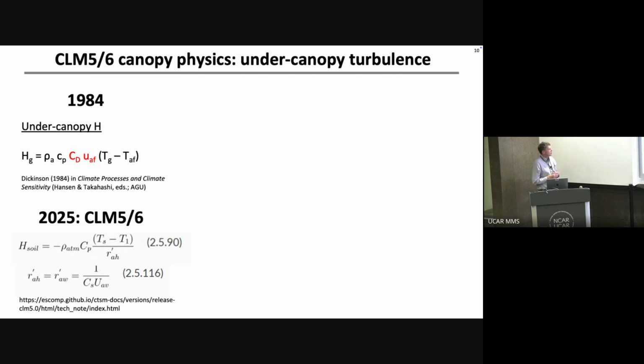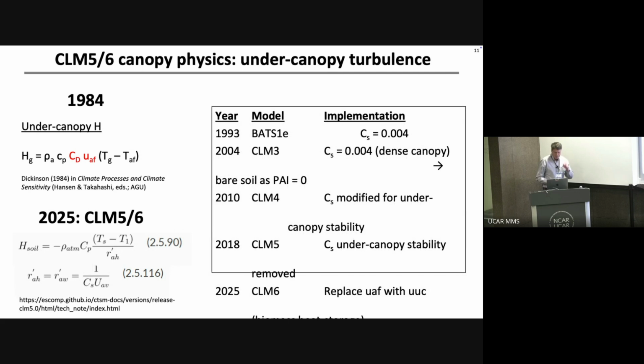Well, in CLM6, we're doing exactly the same thing. It's been done in terms of resistance notation, but you'll see that these equations are algebraically exactly the same as what Bob did in 1984. What we've done over the years is play around with the terms, that we played around with this exchange coefficient, the CS term.